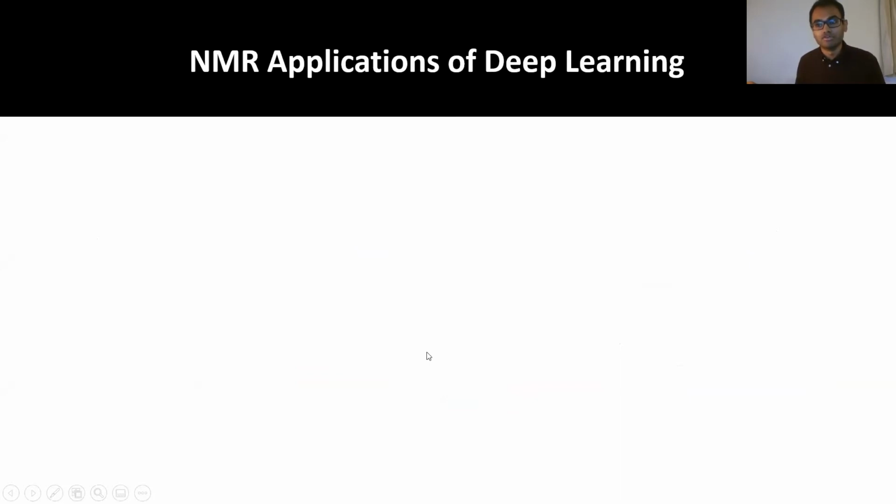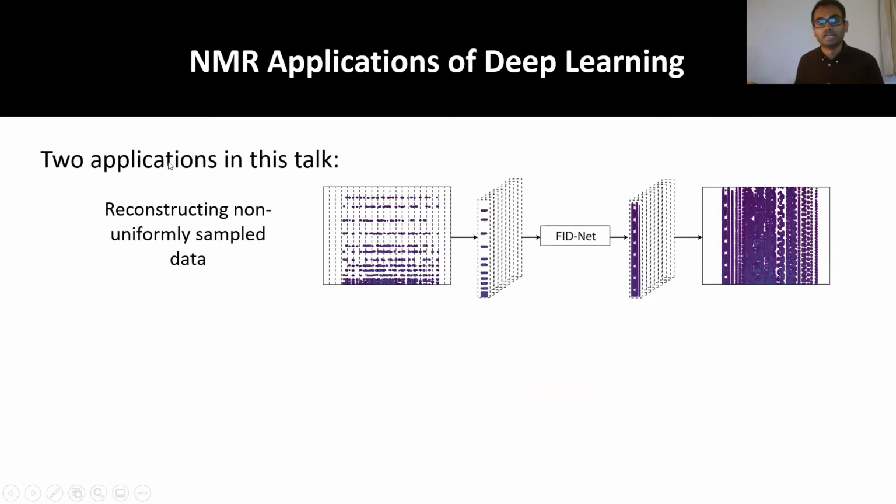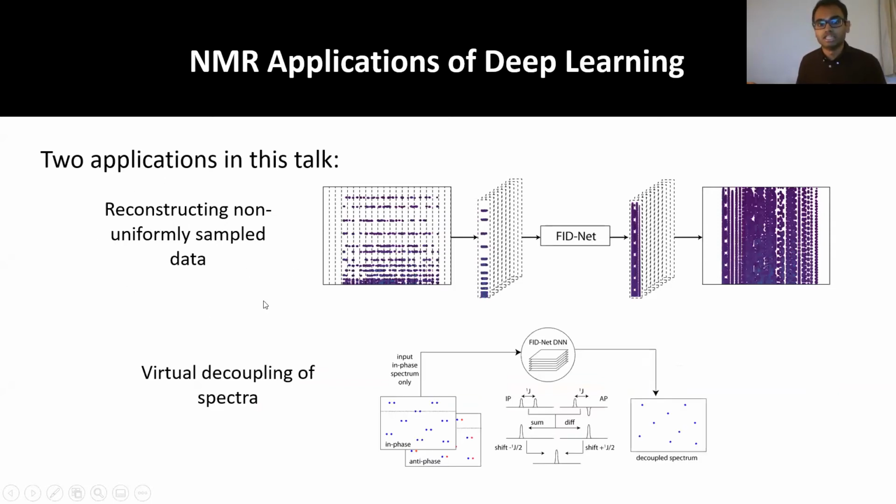So I want to talk about two applications we've been working on quickly. Firstly, how we can reconstruct non-uniformly sampled data. And secondly, how we can virtually decouple spectra.